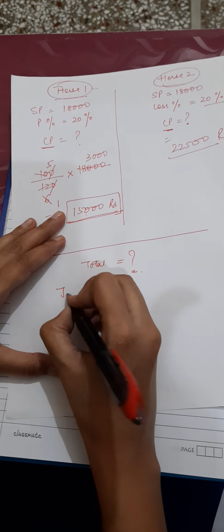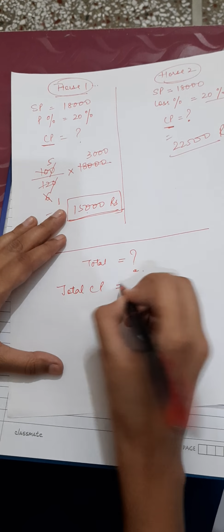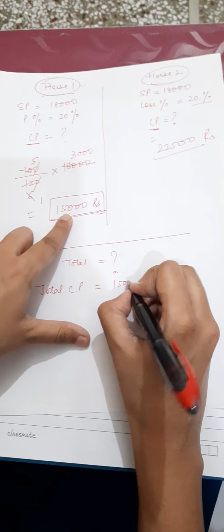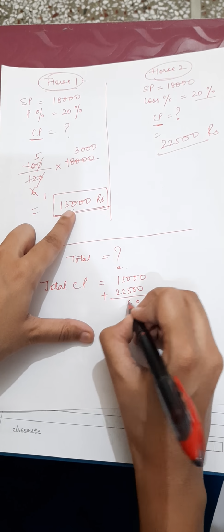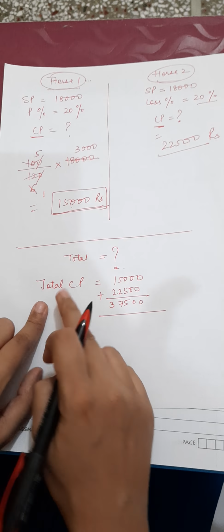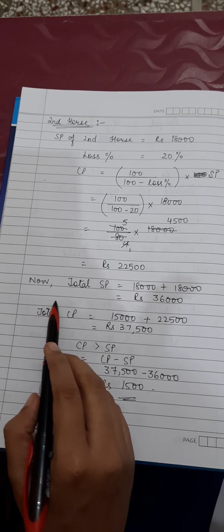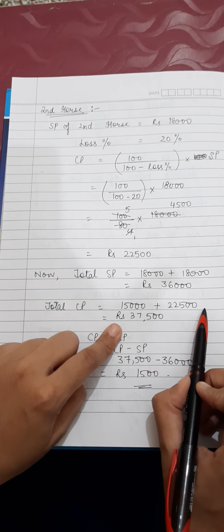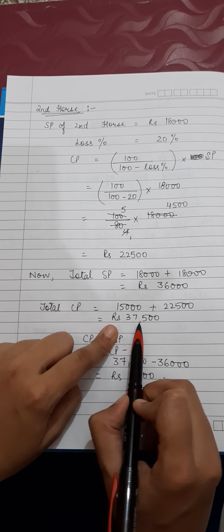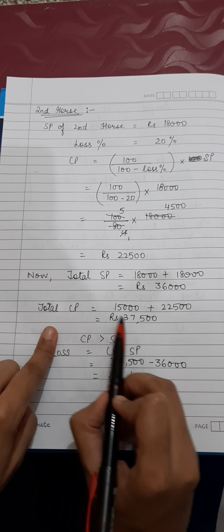In total means you are going to firstly find the total CP. Total CP means 15,000 plus 22,500. Add it. This is the total CP. Here also I have written total CP is 15,000 plus 22,500. This will give you 37,500. Right? This is the total CP.